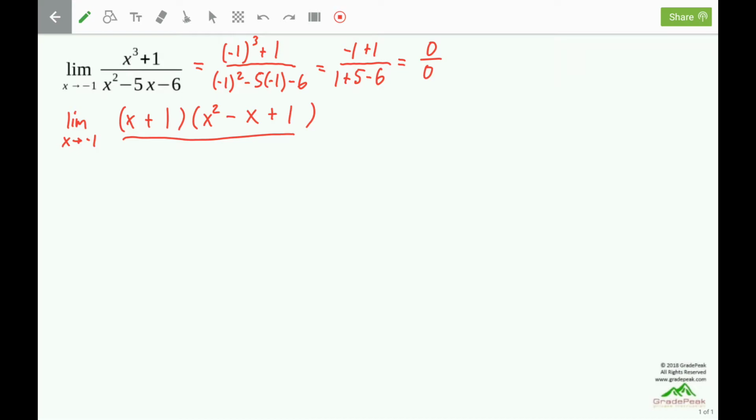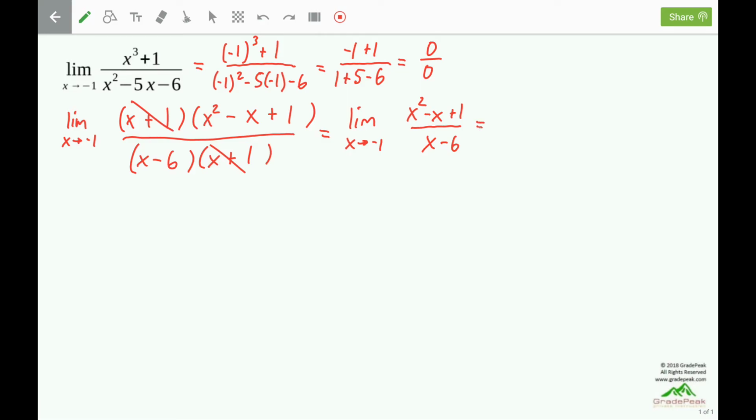trinomial factorization, x. We need two numbers that multiply to be a negative 6 and add to be a negative 5. It sounds like we would want a negative 6 and a positive 1 for that. And you can see now the x plus 1 in the numerator and denominator that is making the 0 over 0. It can now cancel, which should eliminate the 0 over 0 indeterminate form that was occurring.